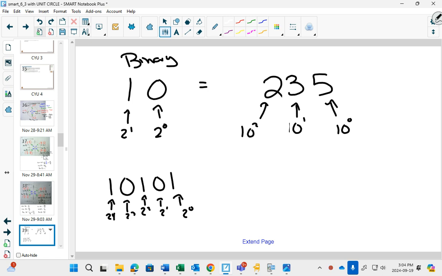2 to the 4 is 16. I have one of those. 2 squared is 4. I have one of those. And 2 to the 0 is 1. I have one of those. 16 plus 4 plus 1, this number in binary means 21. So computers would recognize this as 21.